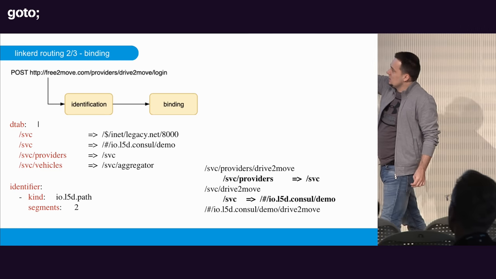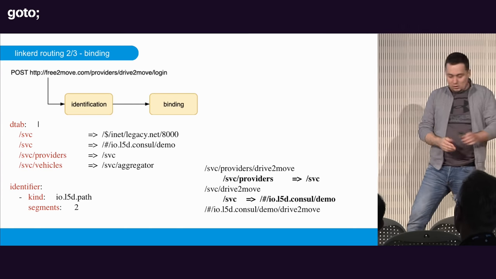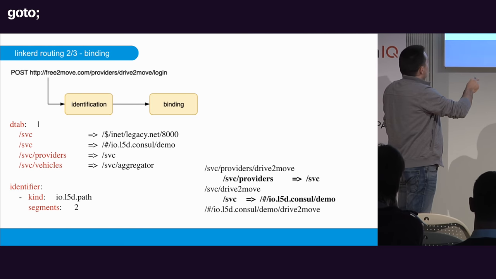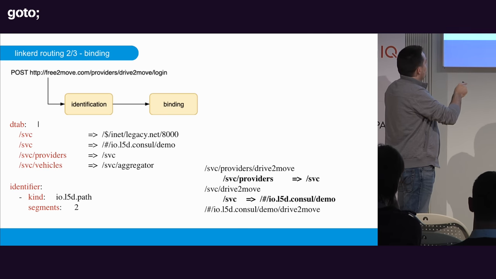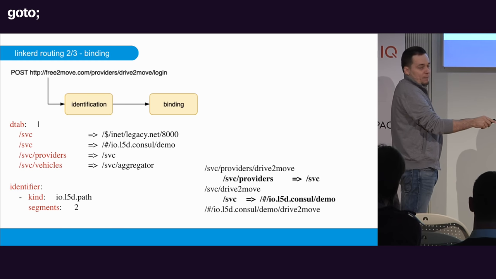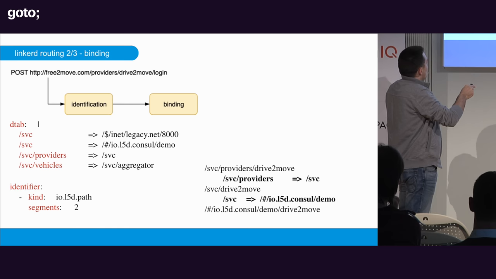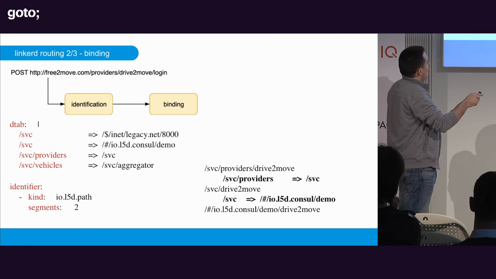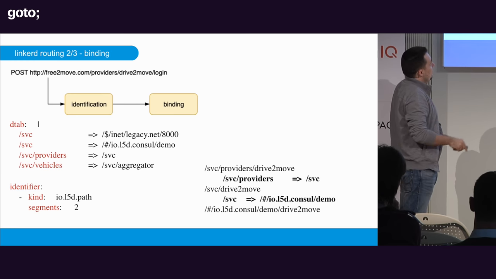The identifier that we have is service provider drive to move. Linkerd goes and tries to match this part here to the left part written here. It cannot match service to vehicles, that fails, but it can match service providers to service providers. Then this part is rewritten to this part, so this ID becomes SVC, and then we have SVC and drive to move as a left forward. Now the process starts from the beginning. SVC drive to move cannot be matched to this, cannot be matched to this, but matches this. Then it's replaced by console/demo, and the end result is this. Once linkerd encounters a hashtag or a dollar sign, it stops the binding mode.